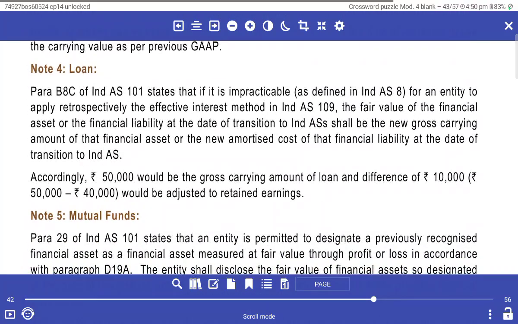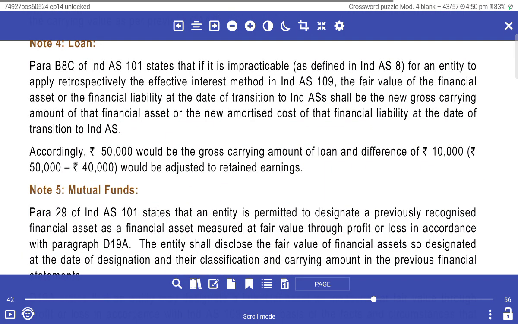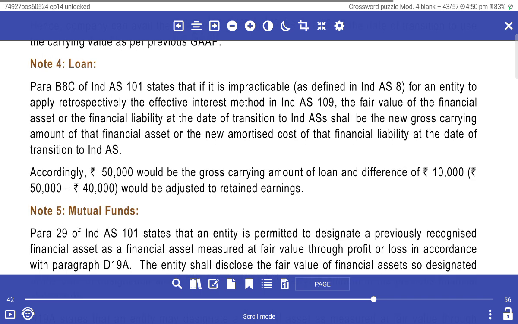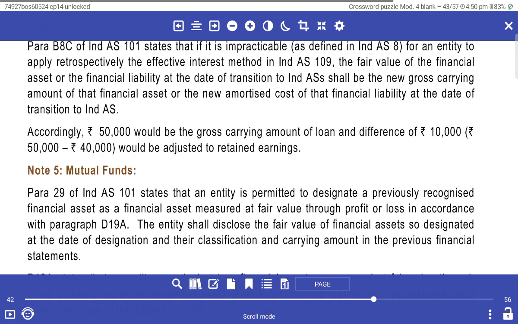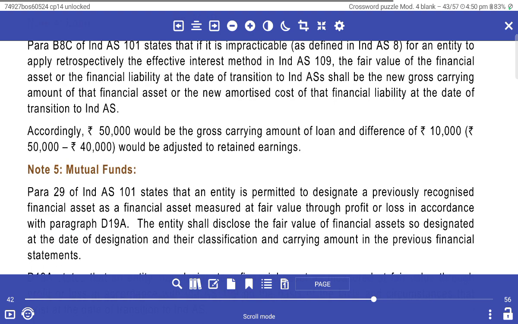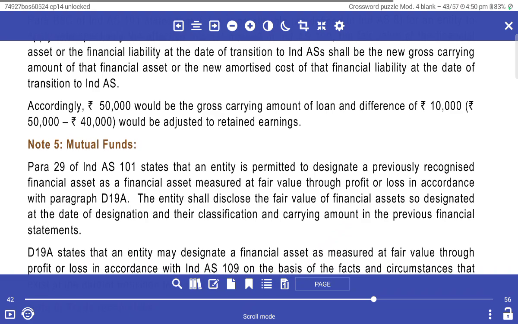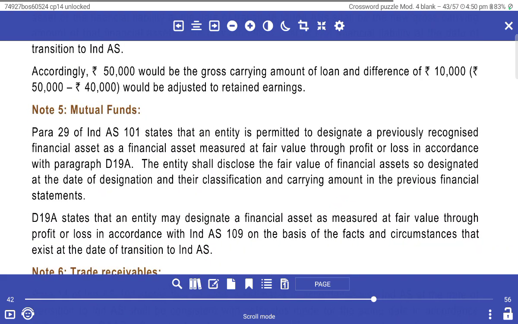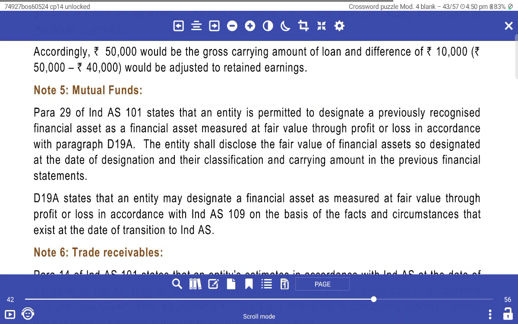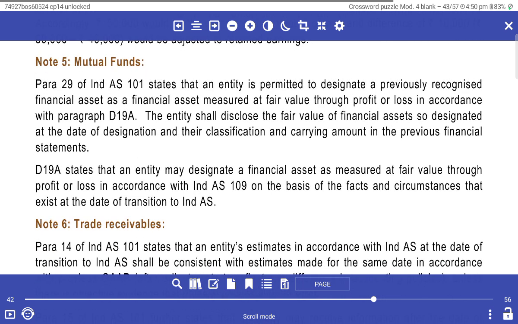Loan. Para D8C of Ind AS 101 says that if it is impracticable, as per Ind AS 8, for an entity to apply retrospectively the effective interest method under Ind AS 109, the fair value of the financial asset or the financial liability at the date of transition to Ind AS shall be the new gross carrying amount of the financial asset and the new amortized cost of the financial liability at the date of transition. According to this, 50,000 was the gross carrying amount of the loan, and the difference of 10,000 shall be adjusted to the retained earnings.